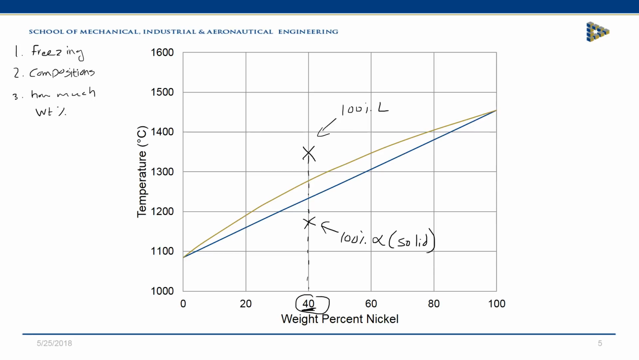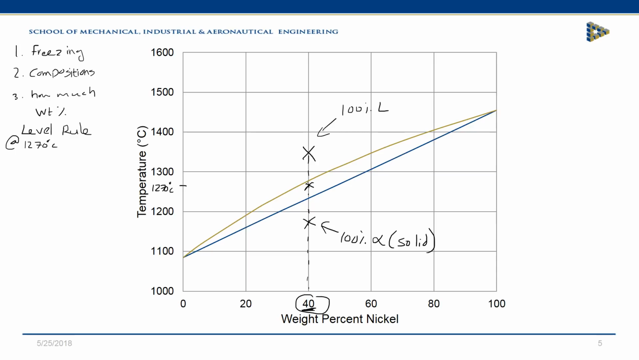Now, let's say I'm sitting here, at 1270 degrees Celsius. At 1270 degrees Celsius, I want to know how much liquid and how much solid I have. In order to figure out how much of a phase there is, I use the lever rule. Okay? Not ruler, lever rule. So how much solid and how much liquid do I have at 1270 degrees?